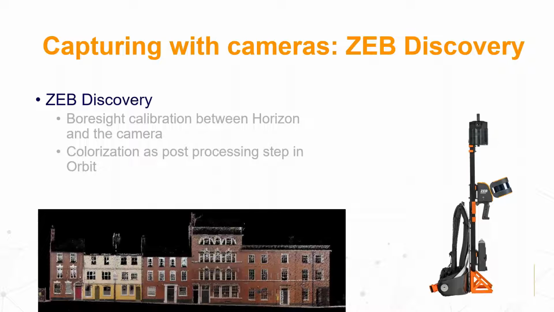ZEB Discovery, the most recent system, however, can do more than that. It's used as a backpack, between Horizon and the camera. There is a bore side calibration. The camera is capturing data continuously at up to 7 frames per second. So we are able to measure both from the images and from the point cloud, and colorization is also giving us pretty neat results. It is done in the post-processing step in Orbit software, which we partnered with to be able to view the data and also do different vectorization and asset management workflows.